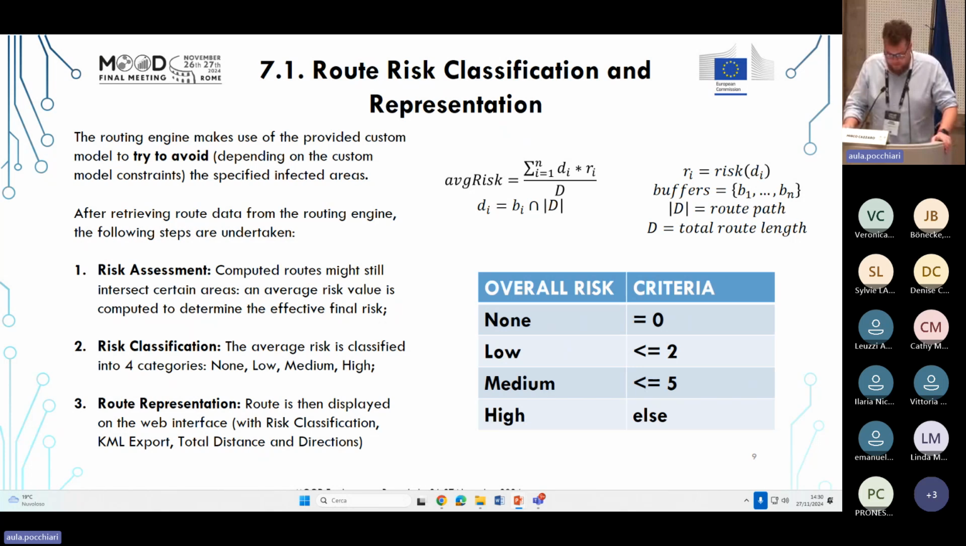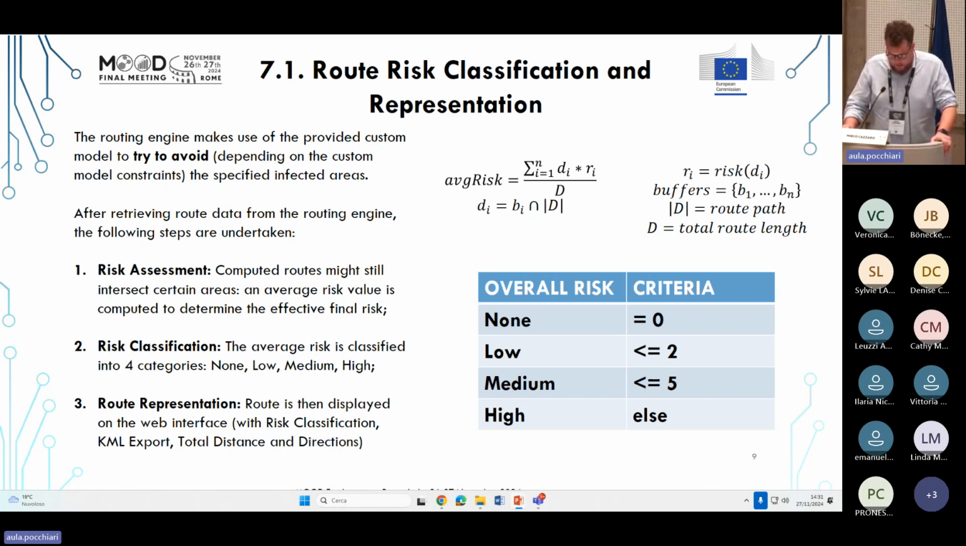After the engine retrieves a path, this path is intersected with the actual buffers, because the routing engine uses heuristics information about the risk of the buffers. And the risk is then assessed again to understand whether the computed path is actually a risk or it is not.